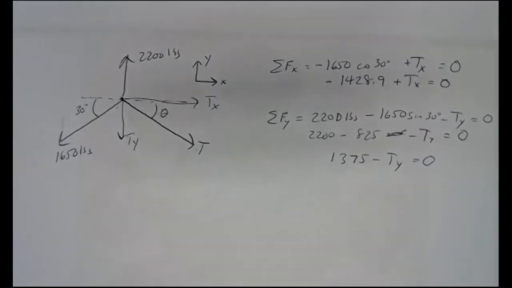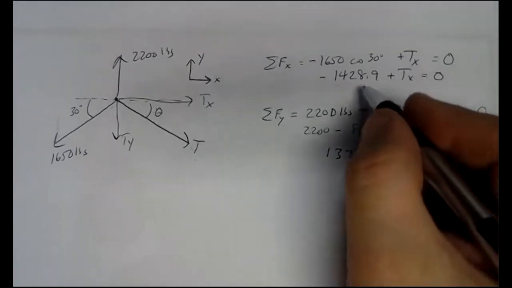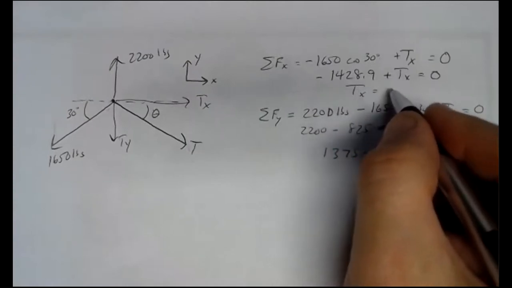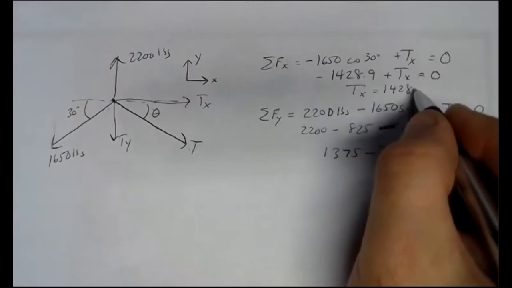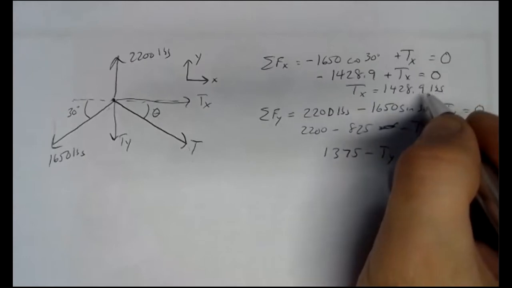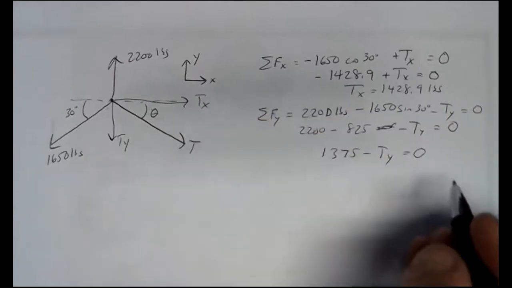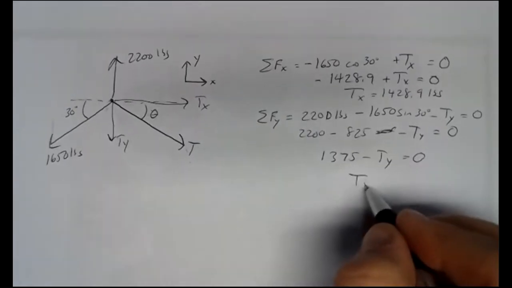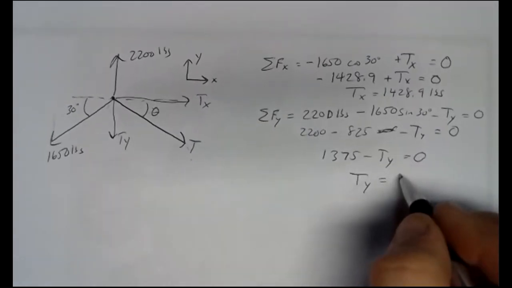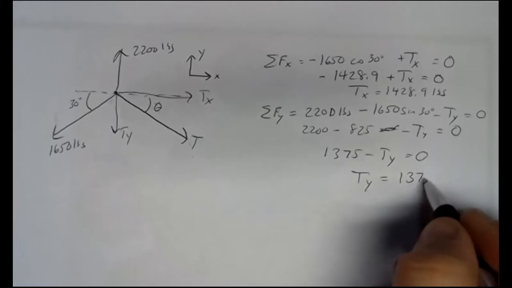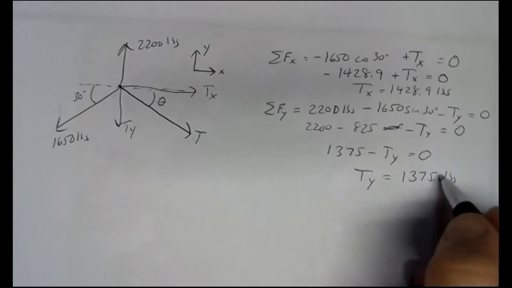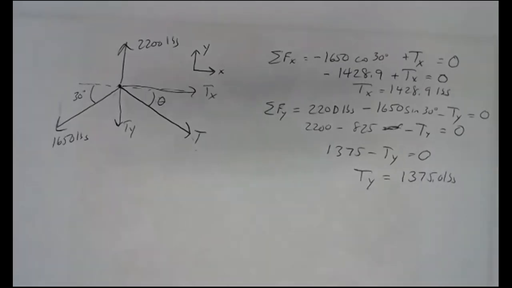So pretty quick to solve for Tx and Ty. Add 1428.9 to both sides here, and Tx is 1428.9 pounds. So that's how much is pulling to the right. Ty, if we work through the algebra on it, and make sure you can do this to get your signs right, Ty is 1375 pounds. I didn't have to do any rounding for that one.